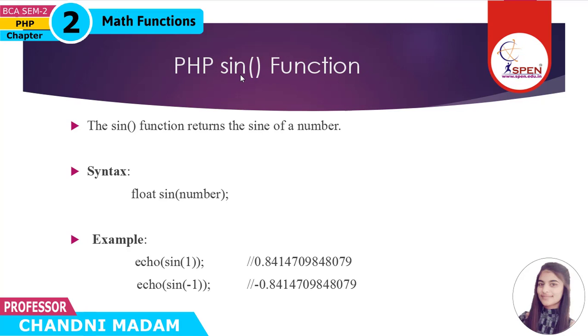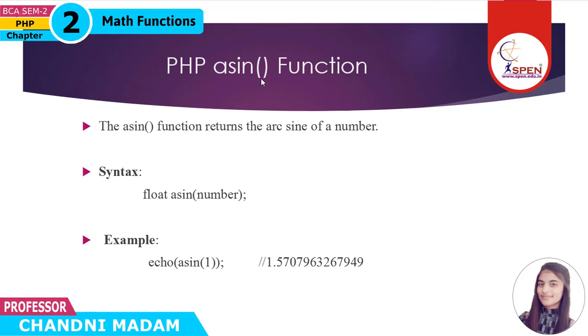Here our next function is sine. So this function returns the sine of your number. This function requires one parameter, and after executing this function it will return a float as a value. So the return type is float. Here is the example. Here we want to find the sine value of 1. So the sine value of 1 is 0.84 up to 79. Here we pass minus 1. So this function returns minus 0.841470 up to 79. So this function returns the sine of your argument number.